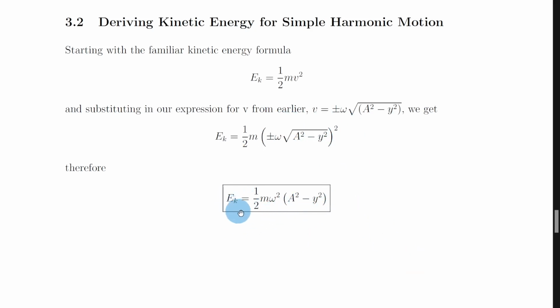So remember, that's your kinetic energy. M is the mass of the object undergoing SHM, omega is the angular frequency, a is the amplitude of the object, and y is the displacement of the object.